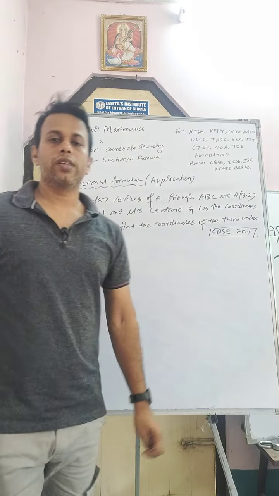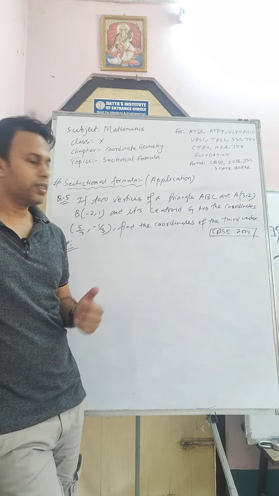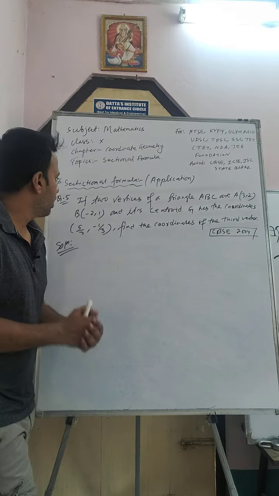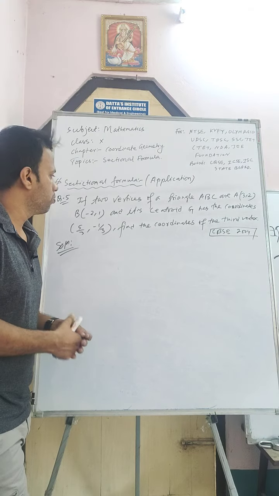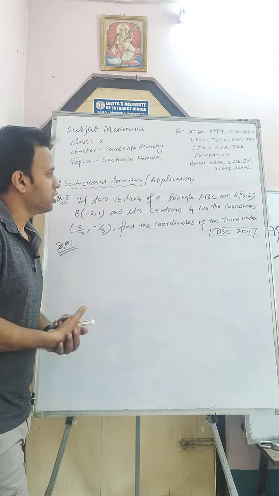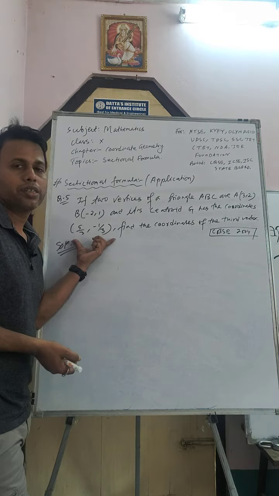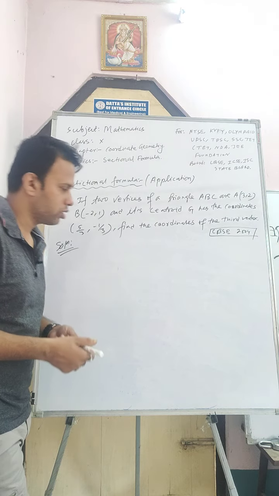So students, the next question from the sectional formula applications is question number 5. The question is like that: if two vertices of a triangle ABC are A 3, 2 and B minus 2, 1, and its centroid G has this coordinate, find the coordinate of the third vertex. Okay, this one is an interesting question.